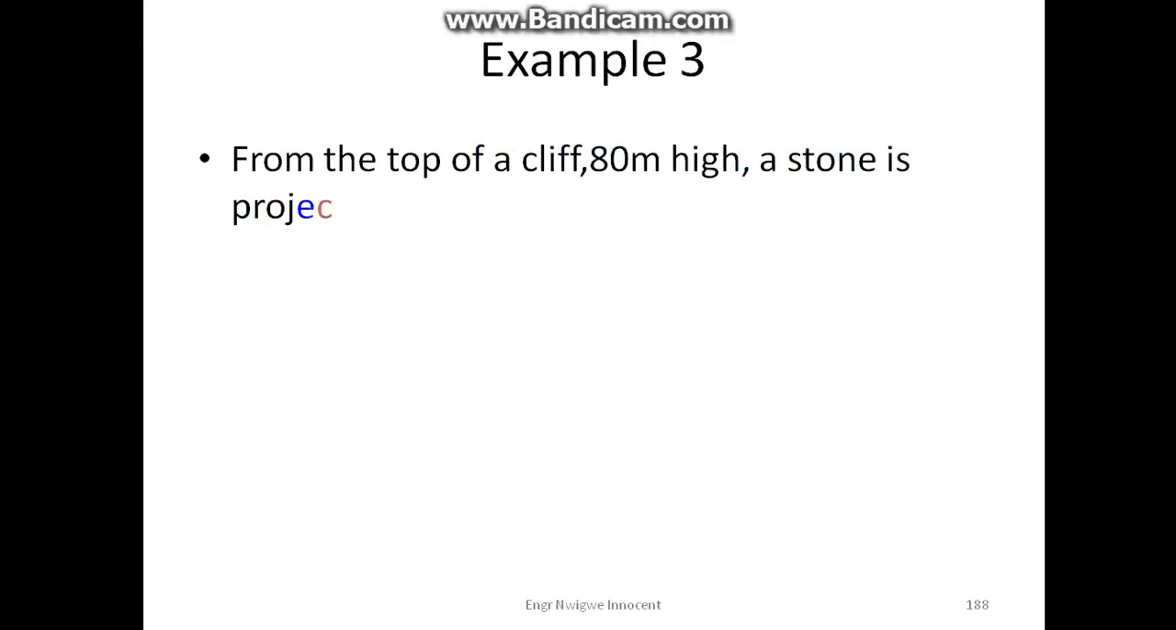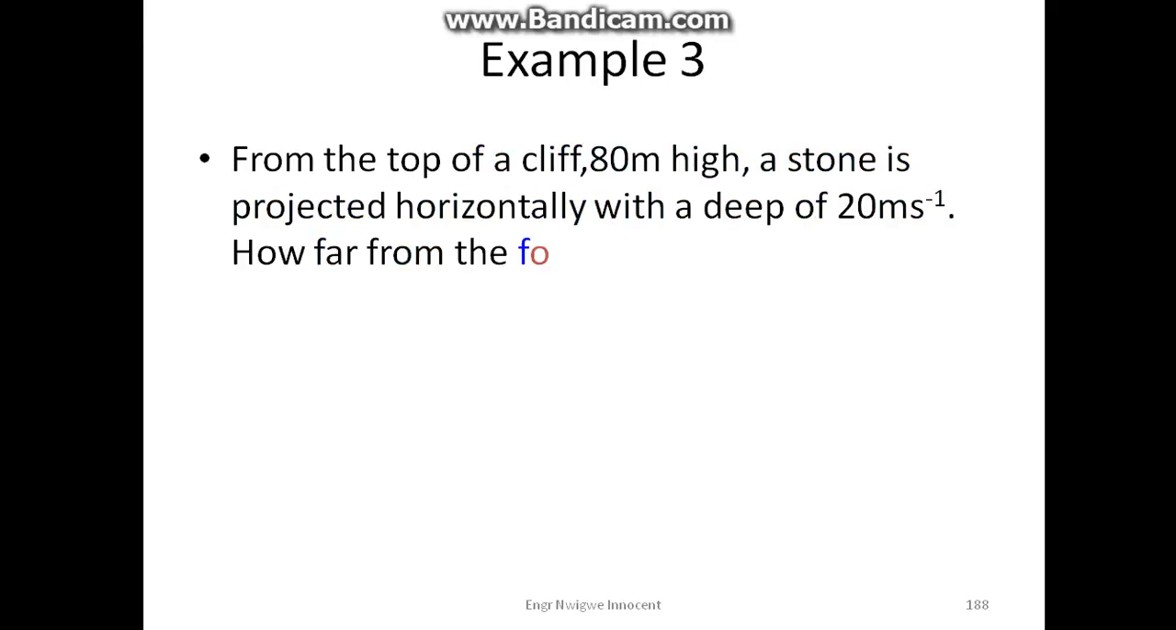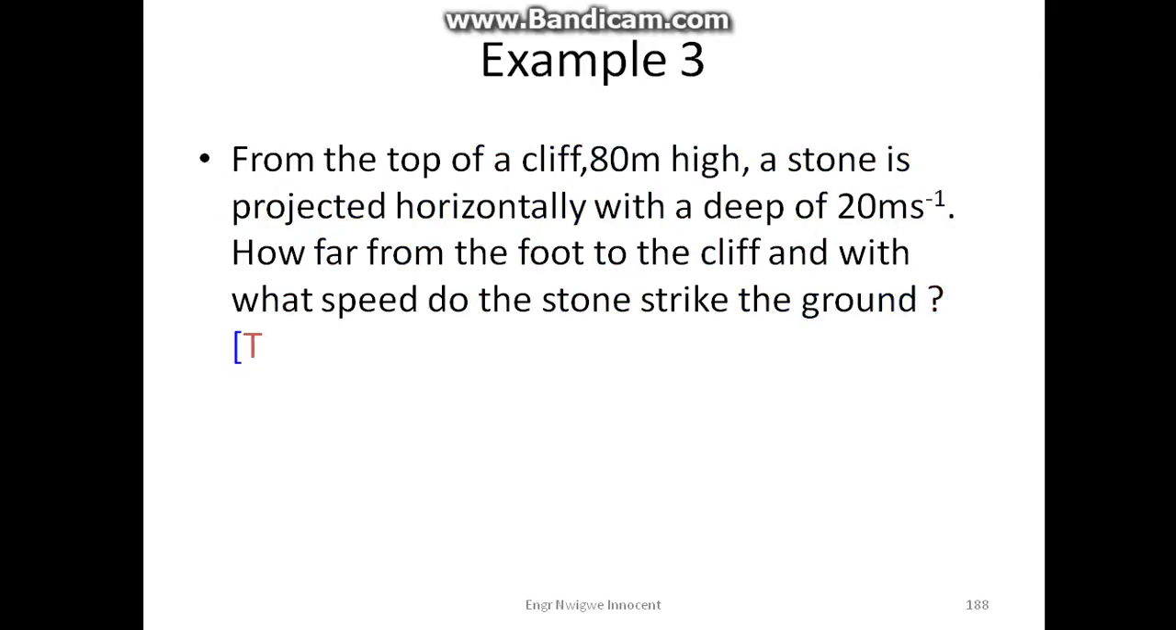Example 3. From the top of a cliff 80 meters high, a stone is projected horizontally with a speed of 20 meters per second. How far from the foot of the cliff, and with what speed, does the stone strike the ground? Take acceleration due to gravity equal to 10 meters per second squared.